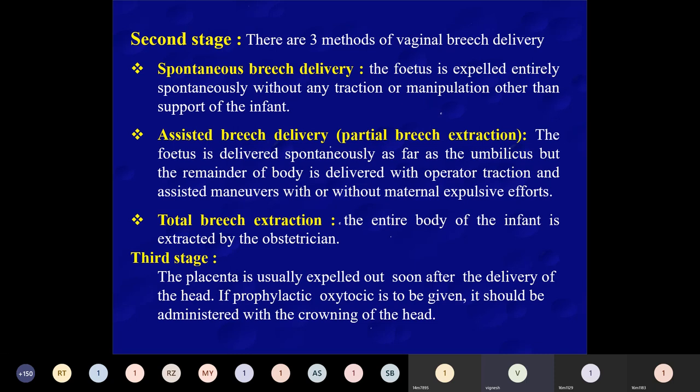The third stage is usual. The placenta is usually expelled soon after the delivery of the head of the baby, and prophylactic oxytocin can be given at the delivery of the head of the baby.